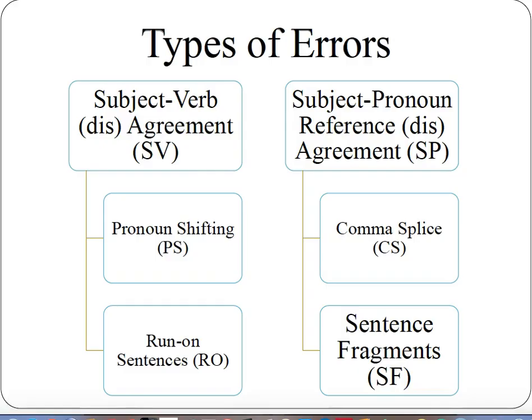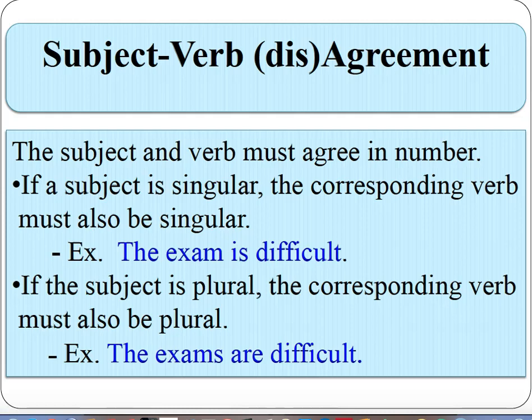There are several types of errors that can occur in writing. These include subject-verb disagreement, subject-pronoun reference disagreement, pronoun shifting, comma splice, run-on sentences, and sentence fragments.